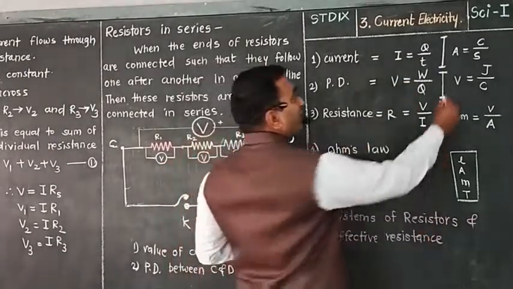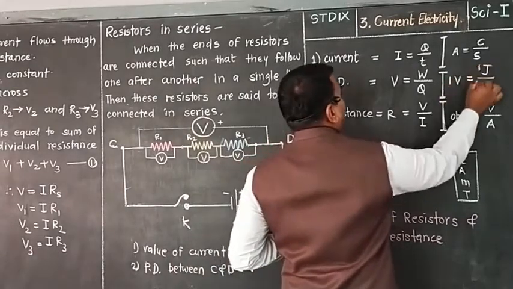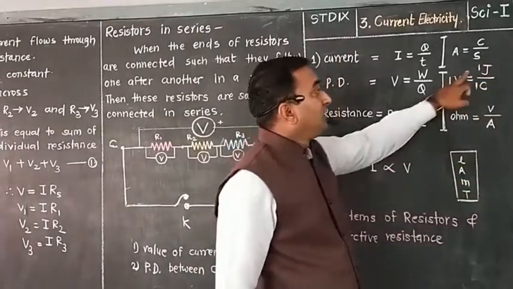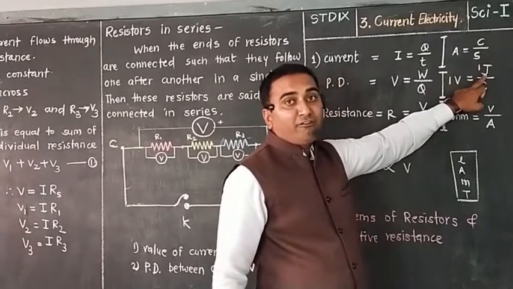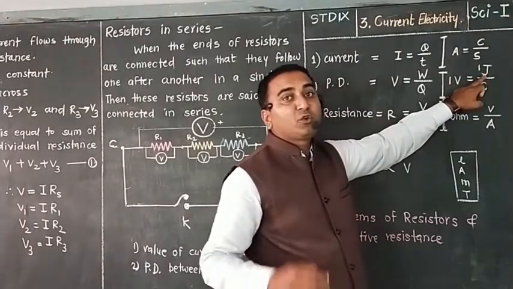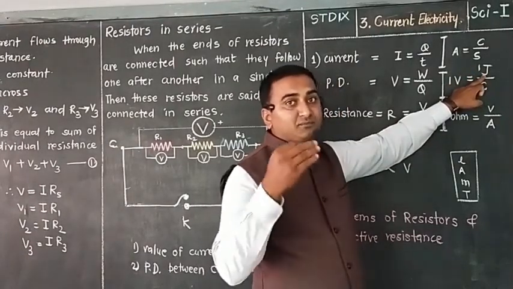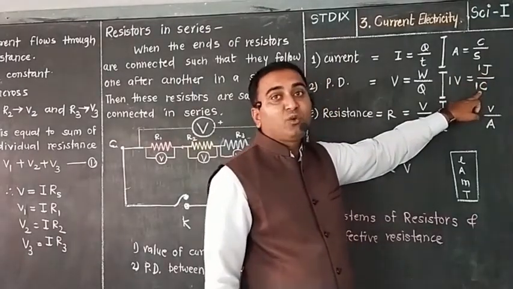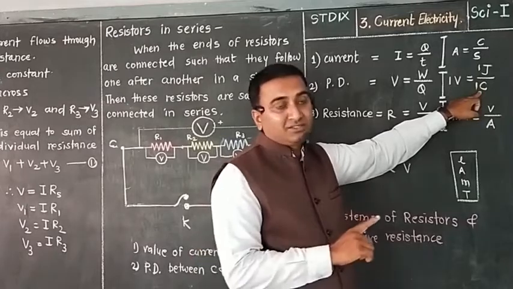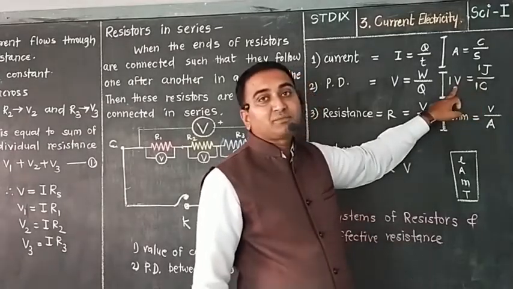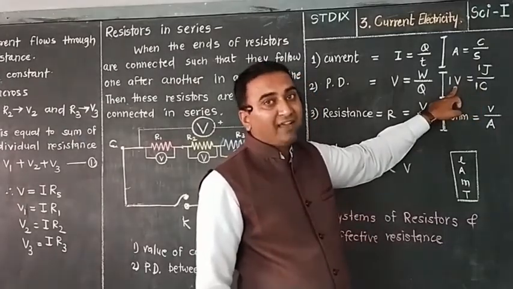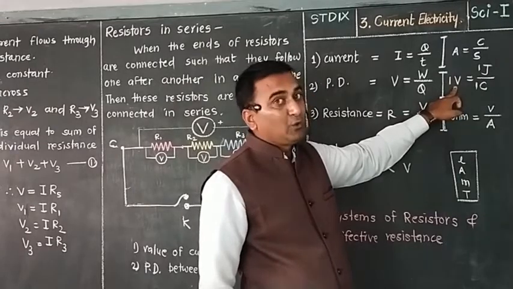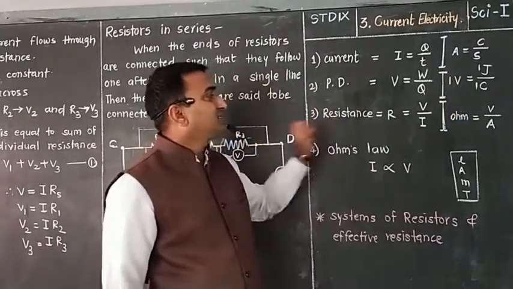So what is meant by 1 volt? 1 volt means, if you do 1 joule of work, and because of that work done, 1 coulomb charge has passed, then the potential difference between the two terminals of that wire is 1 volt. Then later we have discussed resistance.